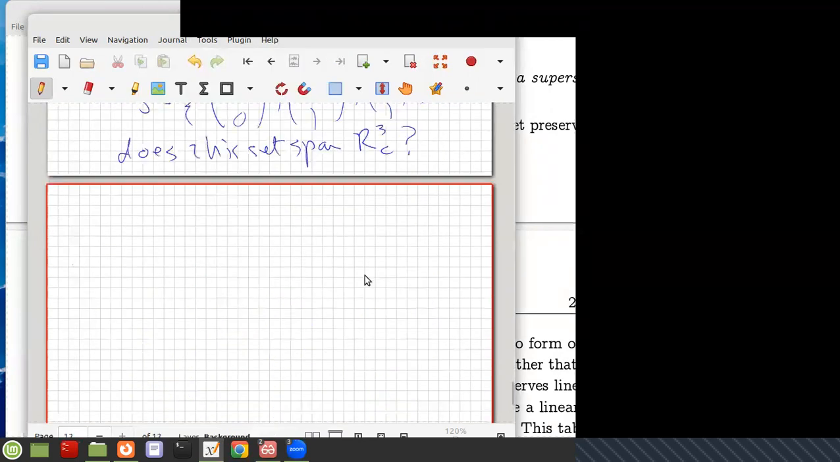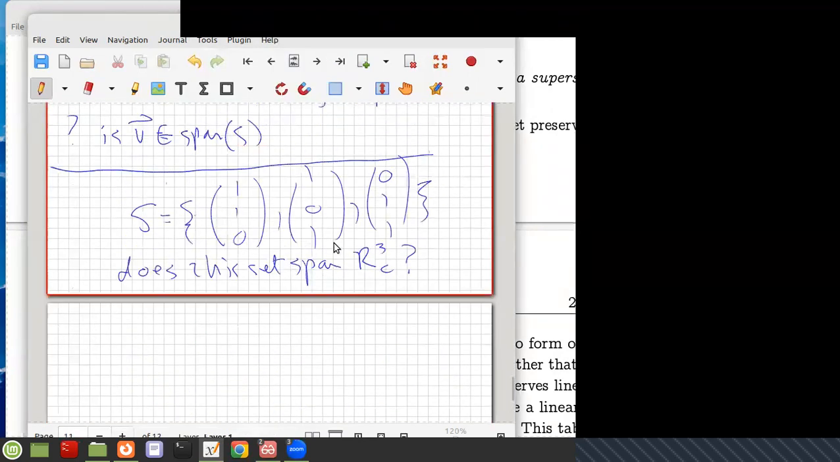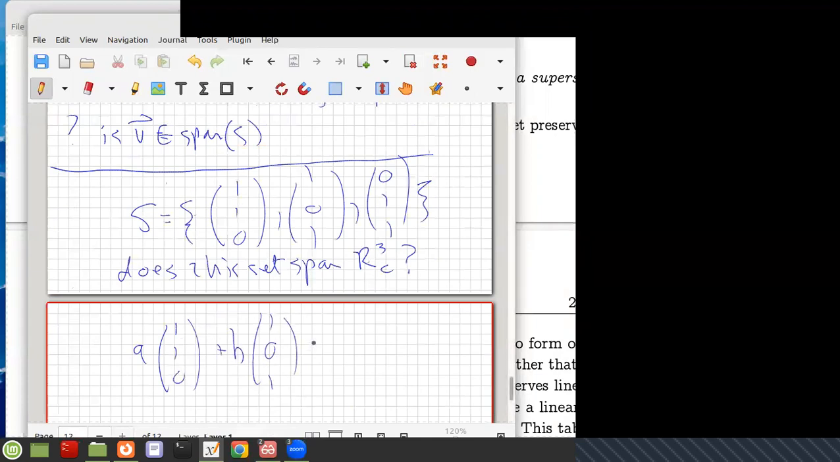Well, how would we check that? Here's the problem, and we did this before. We choose an arbitrary vector in R3, and we want to know whether it can be written as a linear combination of these things: A times 1, 1, 0, plus B times 1, 0, 1, plus C times 1, 1, 1 would equal X, Y, and Z. Well, these were arbitrary vectors, right? You notice how similar this expression is to the one we started with for linear independence.